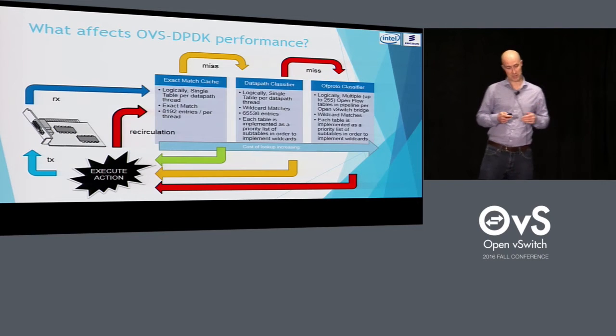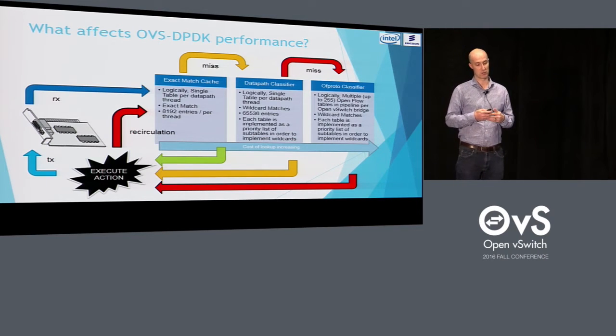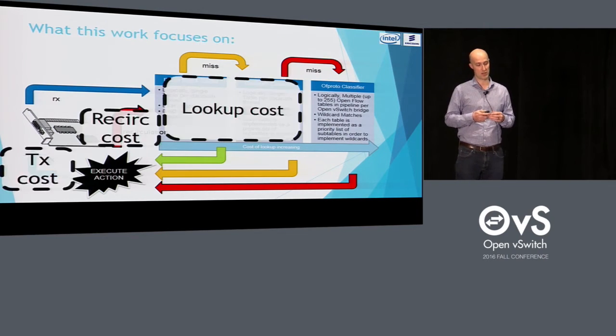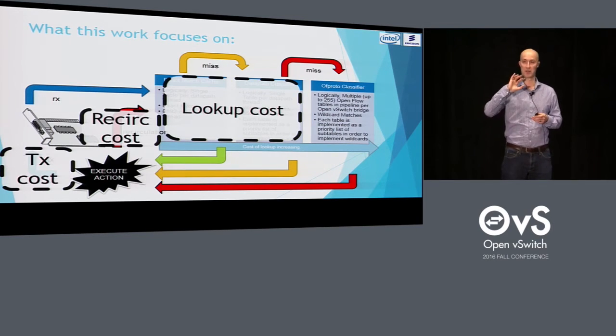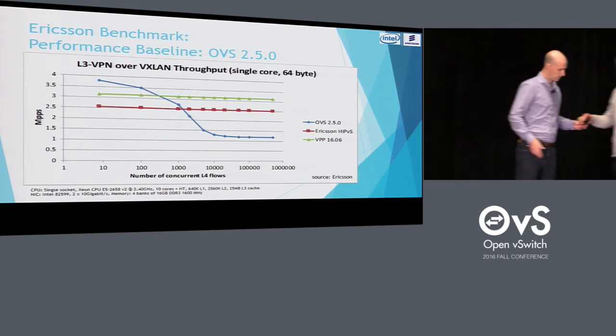So in this work, we focus on a couple of areas, and Jan will talk about why we chose those areas. But lookup cost is one big one. That's in terms of the lookup in the datapath classifier and the exact match cache, and also the associated cost of inserting and removing entries from those tables. And we also look at the TX cost and the recirculation cost.